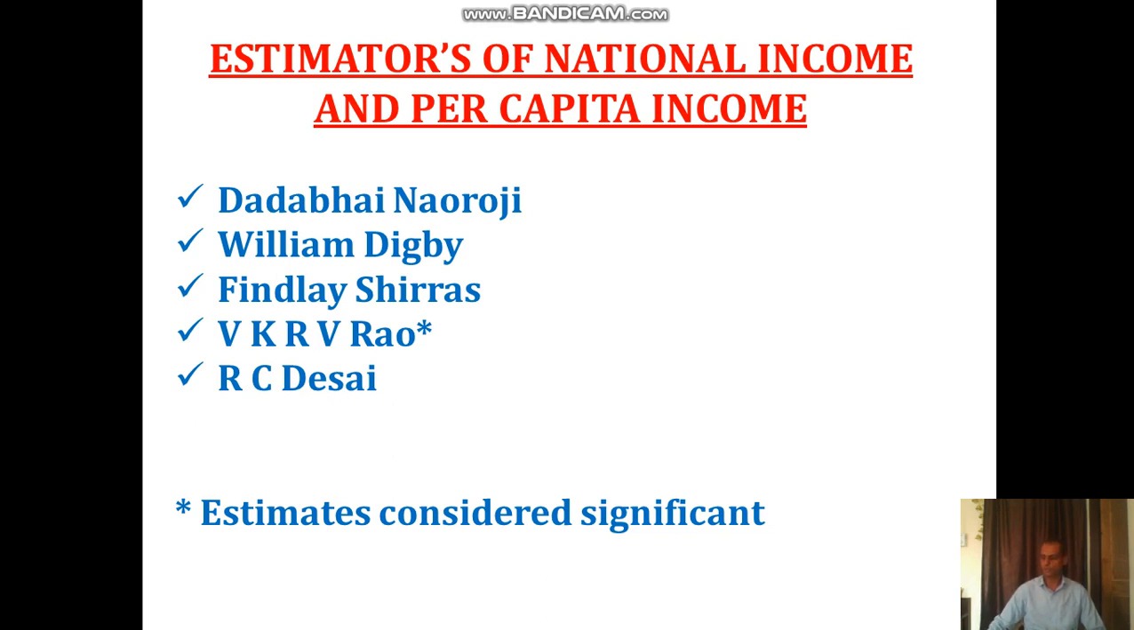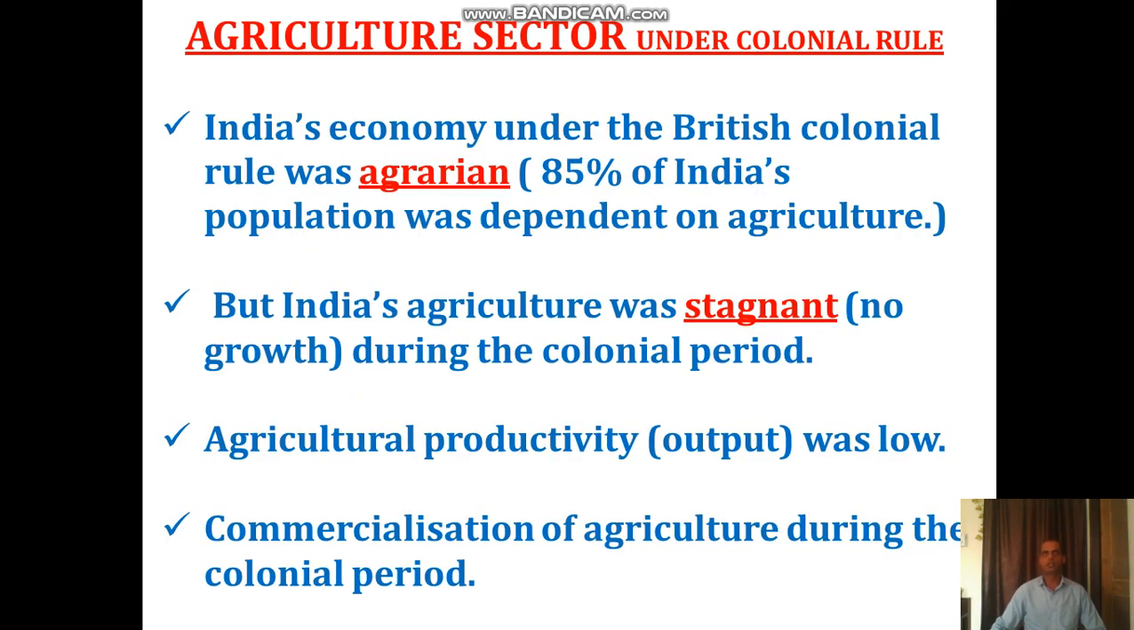So far we have understood the British objectives. We understood that their objective was just to make India an exporter of raw material and an importer of finished goods. Then we understood about the estimators. So now we'll try to understand the agriculture sector under colonial rule.